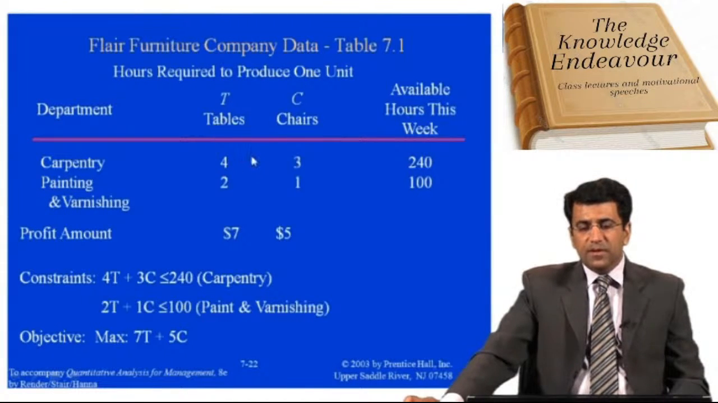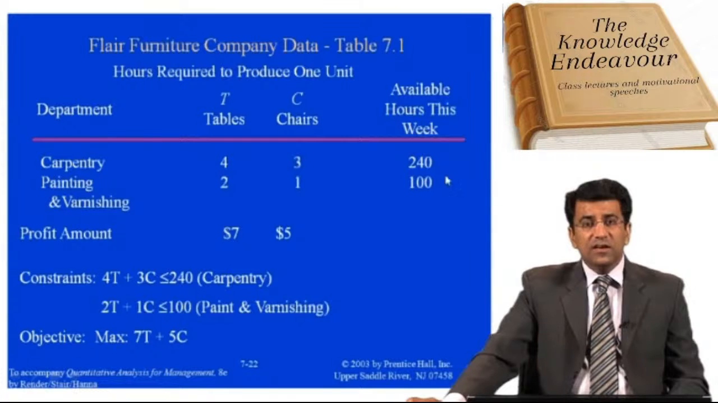there will be some time constraints for the carpentry department and the painting department. If they produce one table, the carpentry department will take 4 hours and the painting department will take 2 hours in order to produce one table. Similarly, the carpentry department will take 3 hours and the painting department will take 1 hour in order to produce one chair.